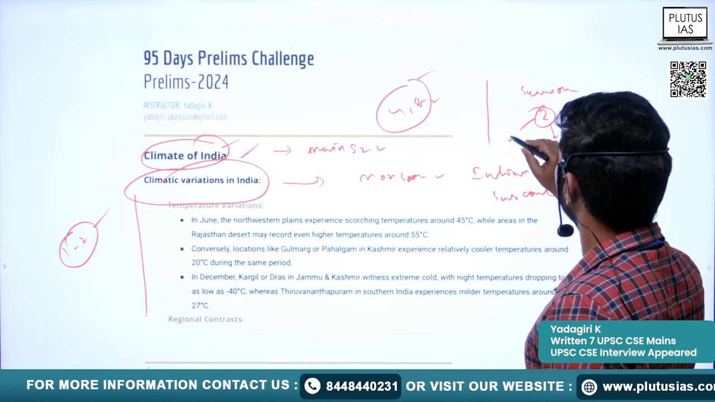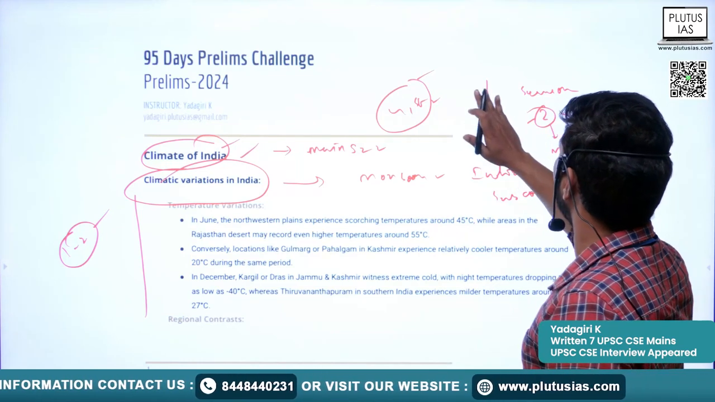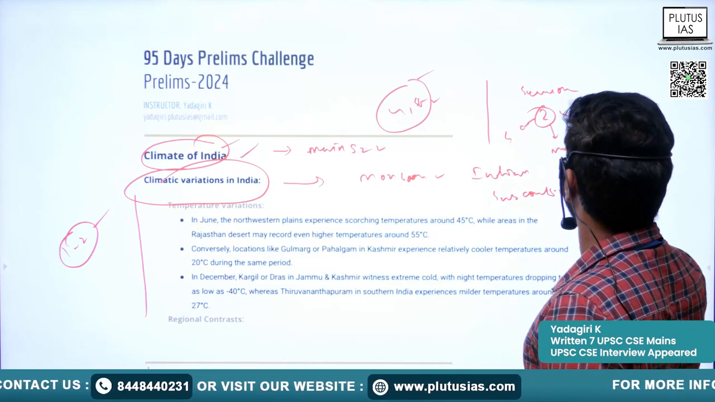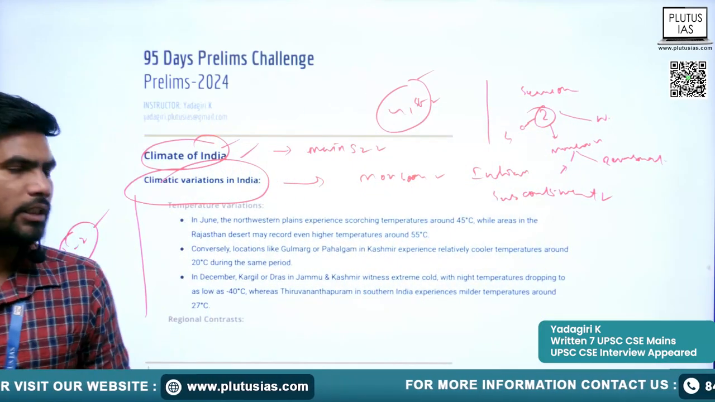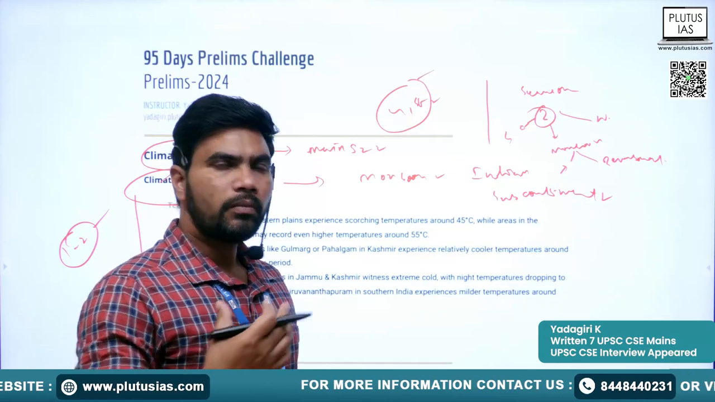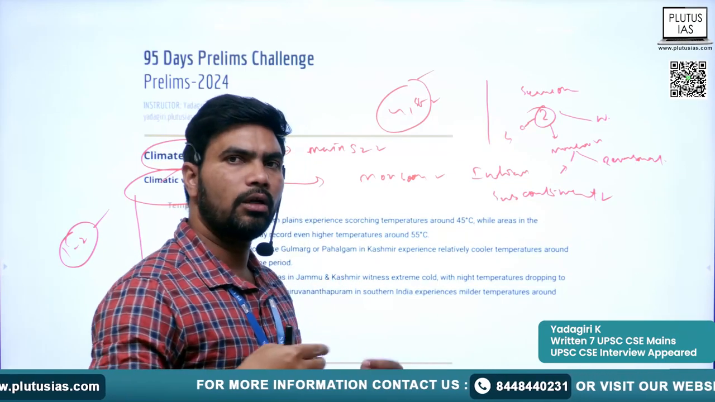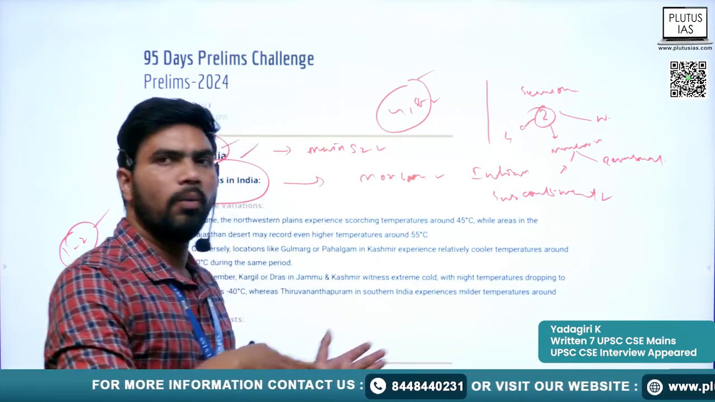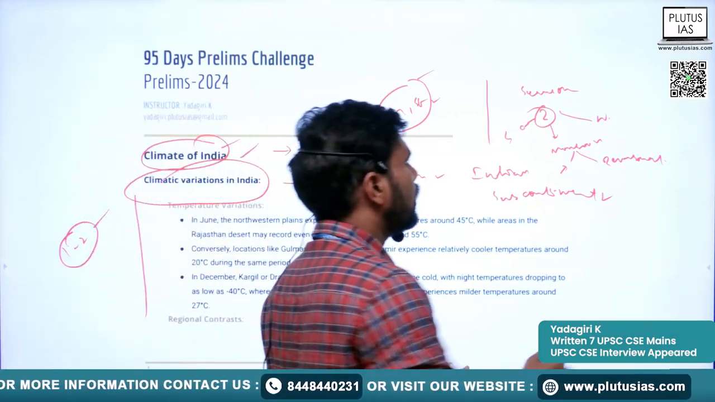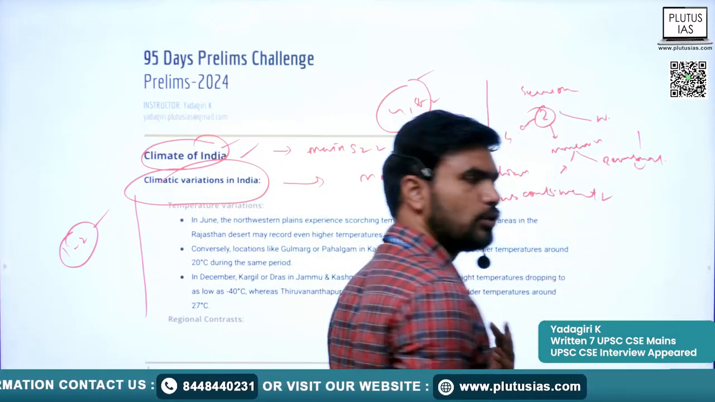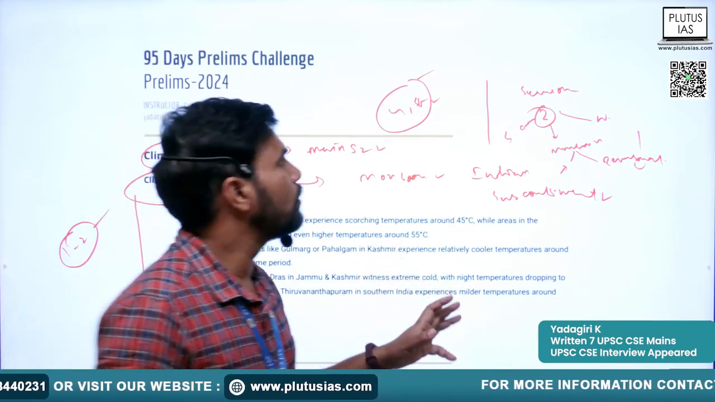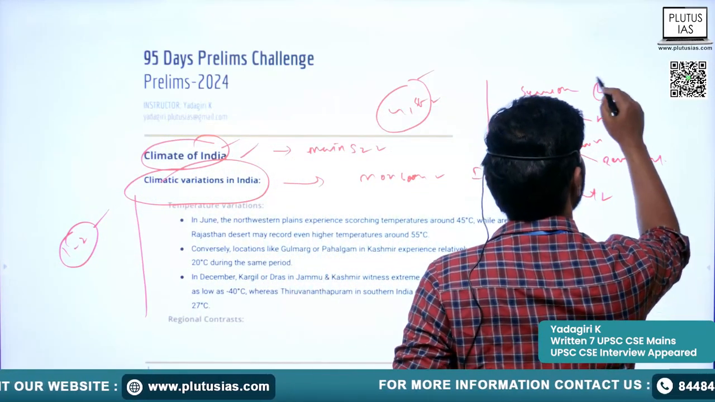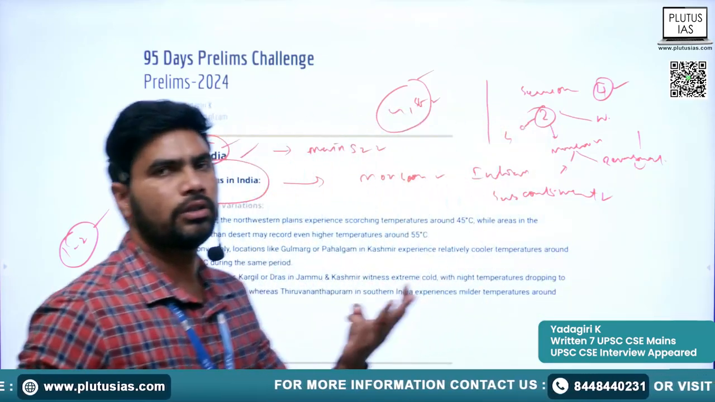Next one is summer and winter. So these 3 seasons predominantly we see. In monsoon, we can see 2 subdivisions, that is, one is the southwest monsoon and the next one is the reversal of monsoon or the northeast monsoon. So in this way, we are going to cover the entire climate in the 4 seasons.